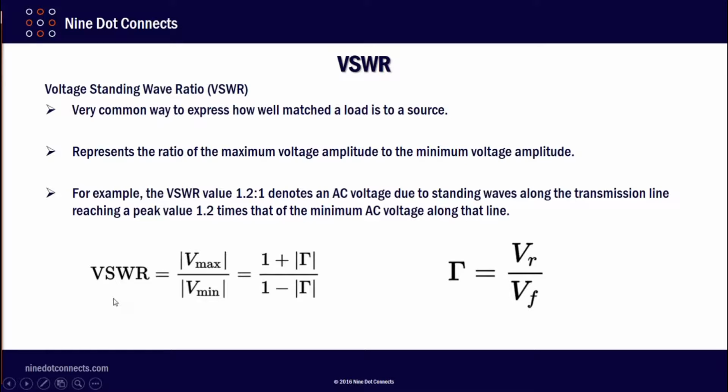Now, let's take an example. If we take a VSWR value of 1.2, it denotes an AC voltage due to standing waves along the transmission line reaching a peak value of 1.2 times that of the minimum AC voltage along the way. So you can see very quickly you don't want a very high VSWR.